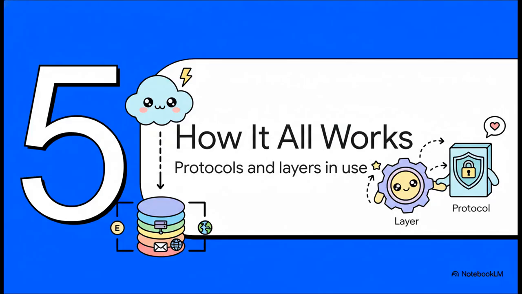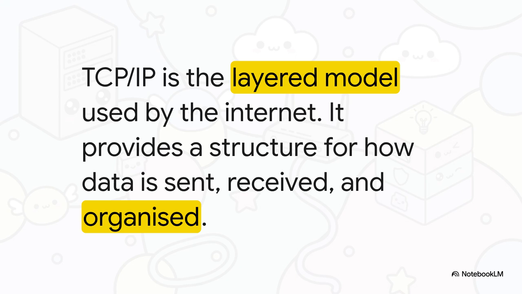So now that we've established the roles of protocols and layers, let's look at how they actually work together in practice out in the real world. A key example you need to know is TCP/IP. It is a layered model, and it's the fundamental framework that the entire internet is built on. It provides the essential structure for how data is sent, received, and organized into these different layers.